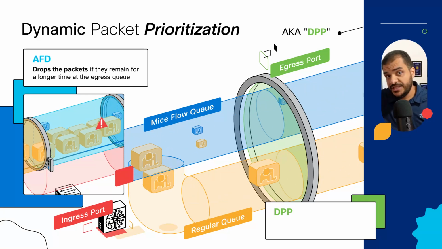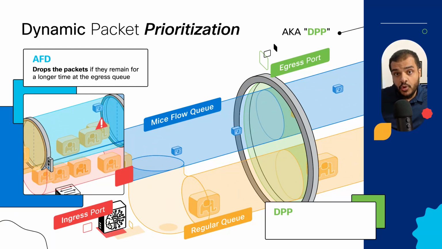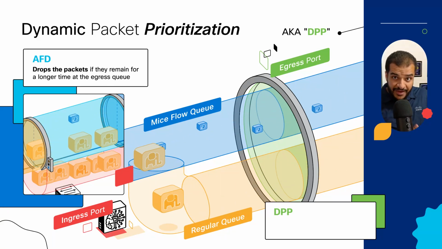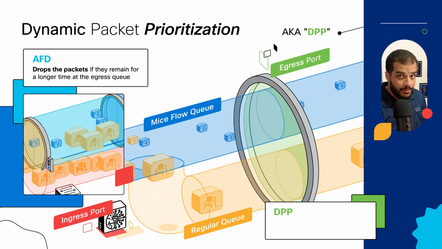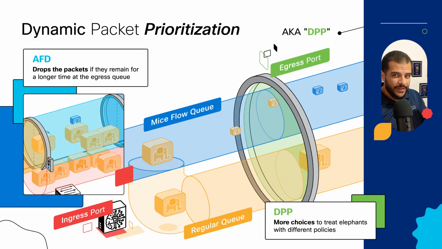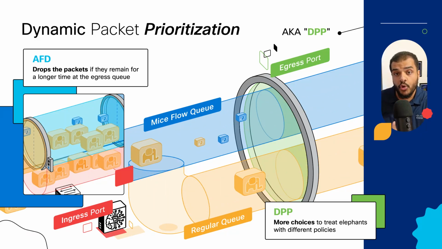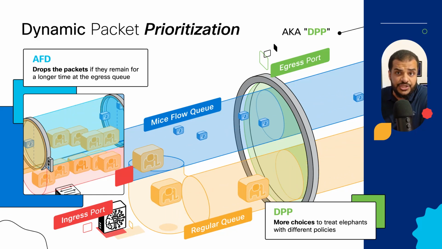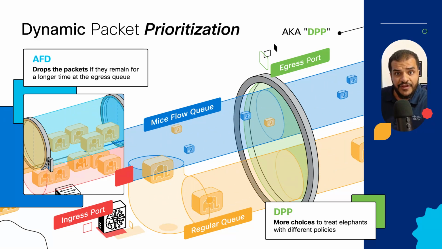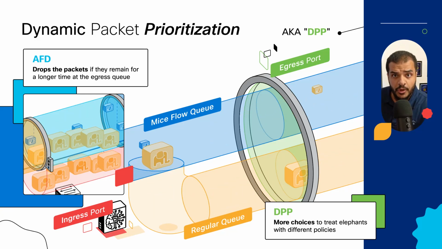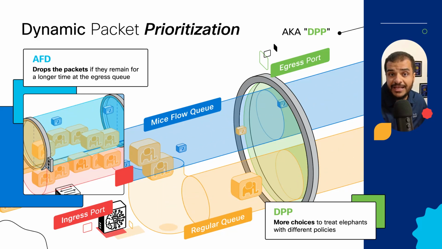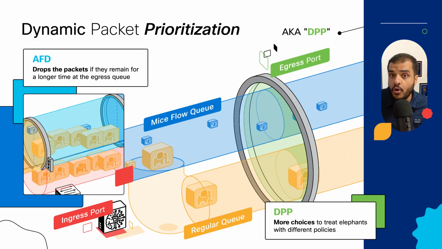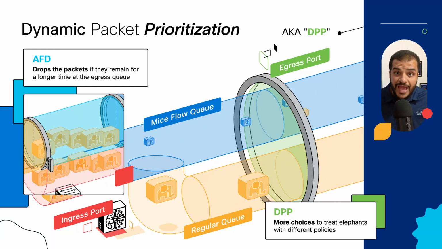That's what's so different between DPP and AFD. AFD just drops the packets, drops those elephants if they remain for a longer time at the egress queue, but DPP is more intelligent. What is it going to do? It's going to give you more choices to treat those elephants in a different way. I mean, you shouldn't just judge the elephant for just being big or slow. I might just apply a different policy, maybe policing or shaping or different kind of bandwidth allocation.